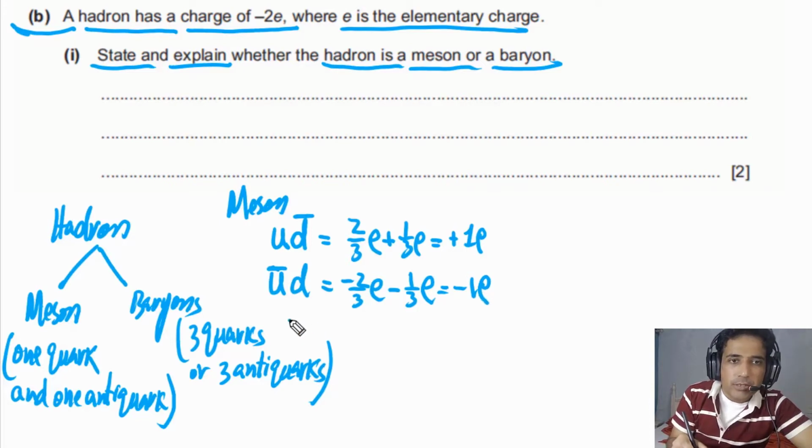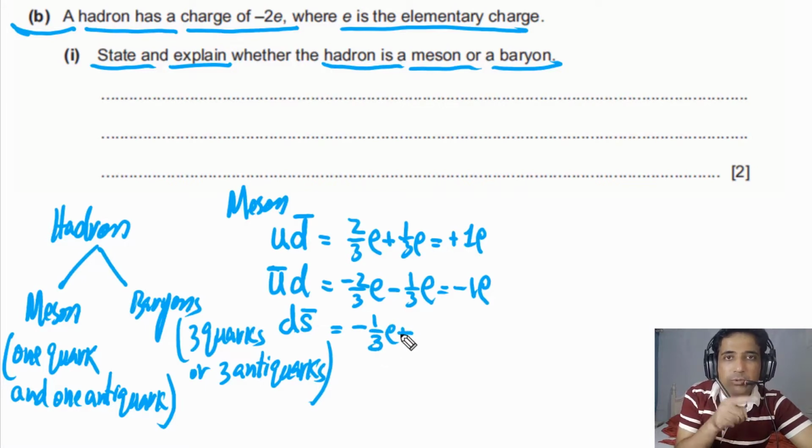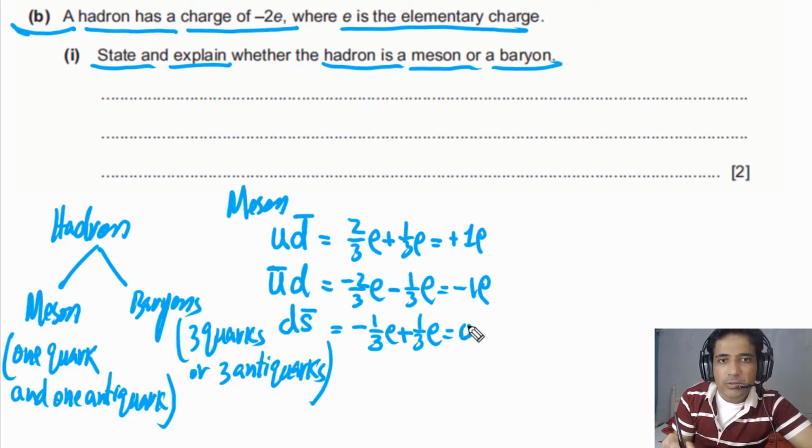Now if we take, let's say, one down quark and one strange antiquark. The charge on the down quark is -1/3e and the charge on a strange quark is also the same as the charge on a down quark, but this is a strange antiquark, so the charge will be +1/3e. So in this case, the charge will be equal to 0, meaning no charge. From here you can see the charge on a meson can be a maximum of +1e and a minimum of -1e.